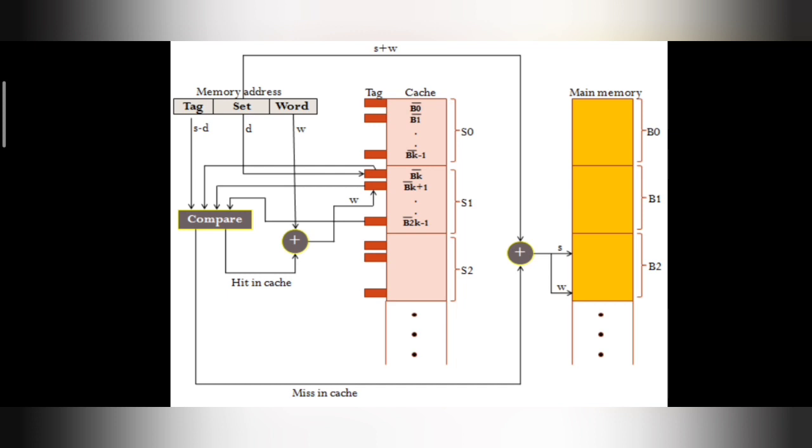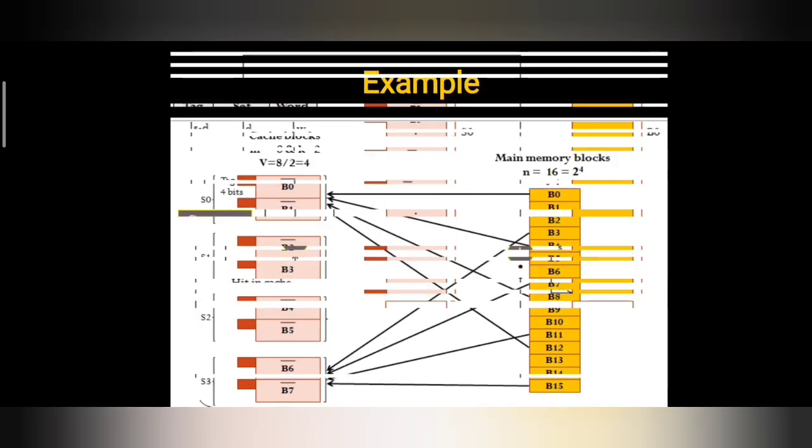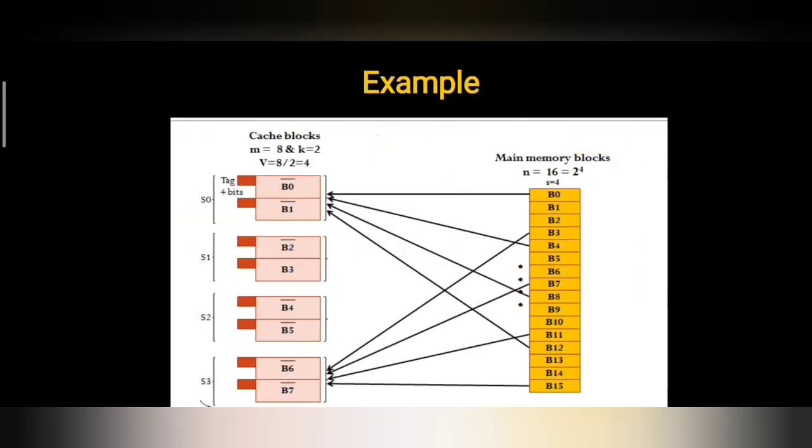But just in case there is a miss, in that case we are going to make use of S plus W bits to read the data from the main memory. So we'll just see one example which will make things quite clear. Just don't get confused. Understand this example.